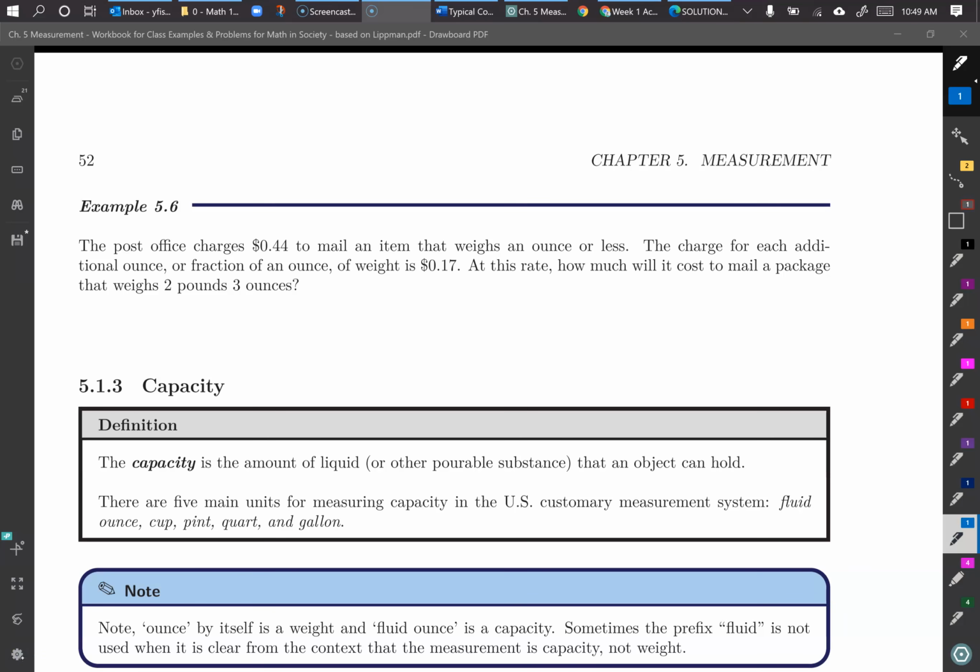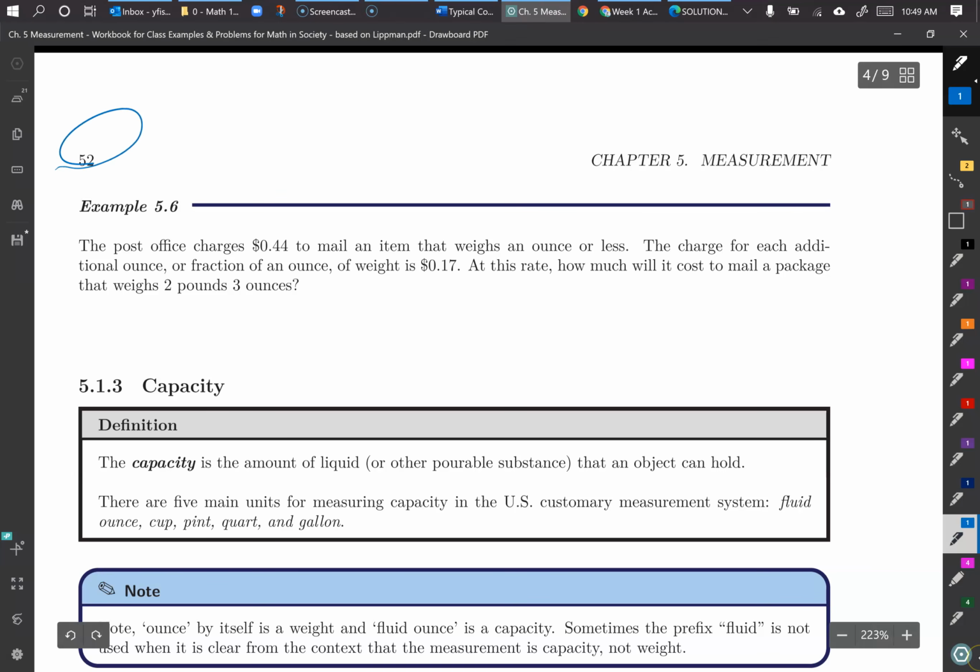Okay, one more here before we go into capacity. So we have another weight one. The post office charges 44 cents to mail an item that weighs an ounce or less. So we're on page 52 now. The charge for each additional ounce or fraction of an ounce of weight is 17 cents. At this rate, how much will it cost to mail a package that weighs 2 pounds and 3 ounces?